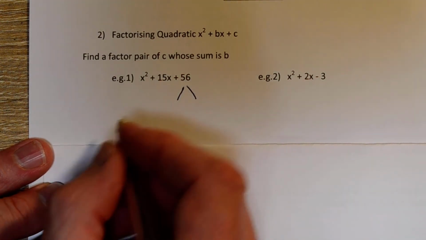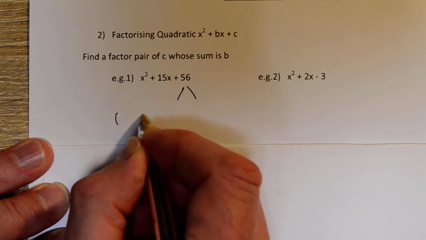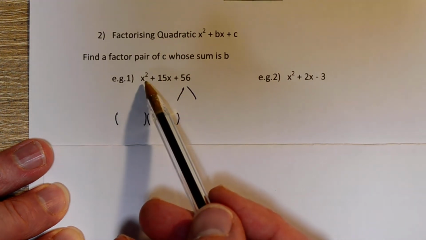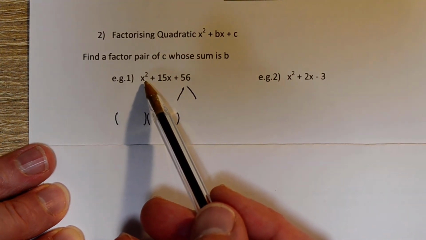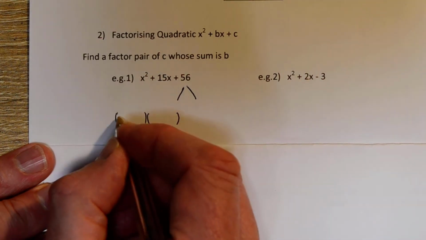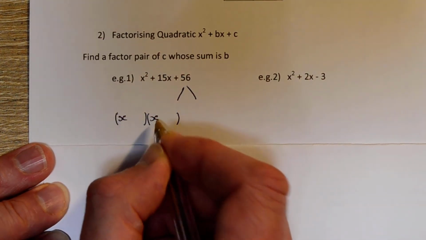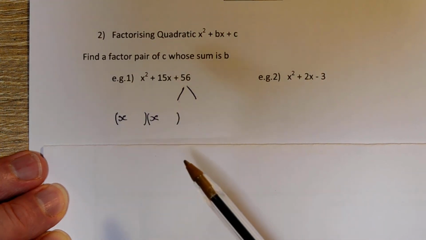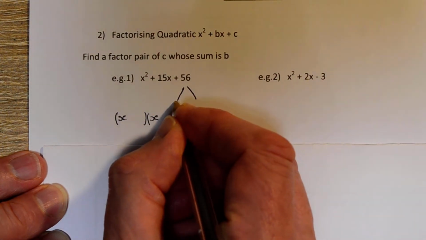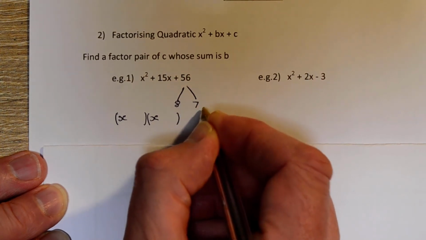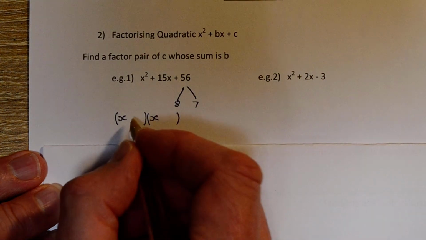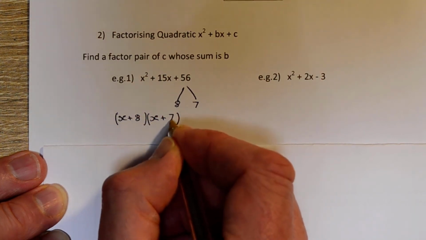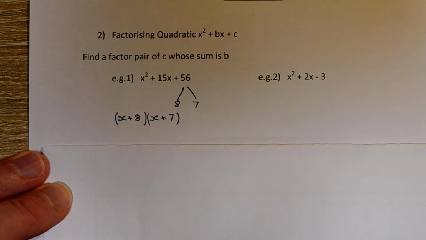Now we're going to write out the pairs of brackets ready to write the numbers in. It's a quadratic where the coefficient of x squared is 1, so we're going to have an x at the start of each bracket. Now we need to know the factor pair of 56 which sums to 15, and of course that will give us 8 and 7, whose product is 56 but whose sum is 15. It doesn't matter which way round they go, but those two values go in those two brackets.